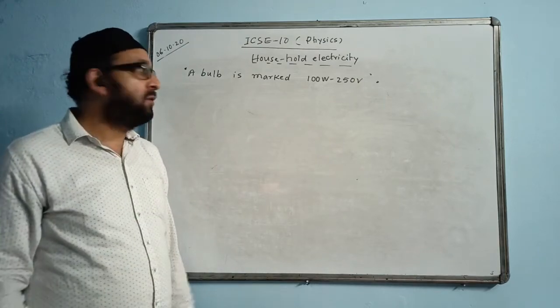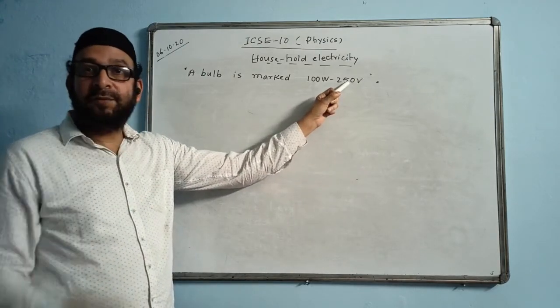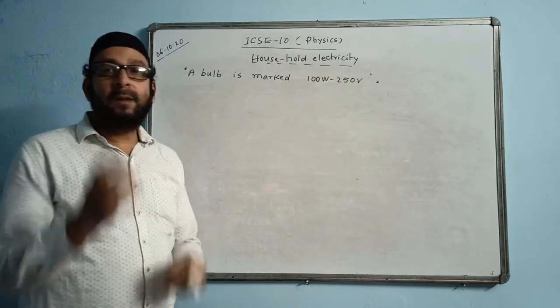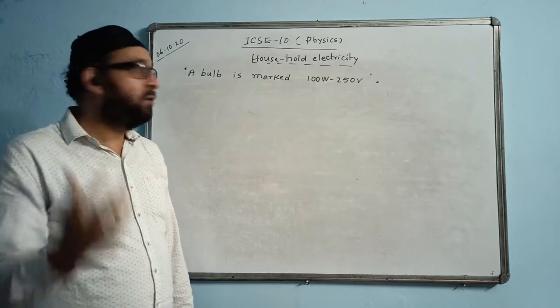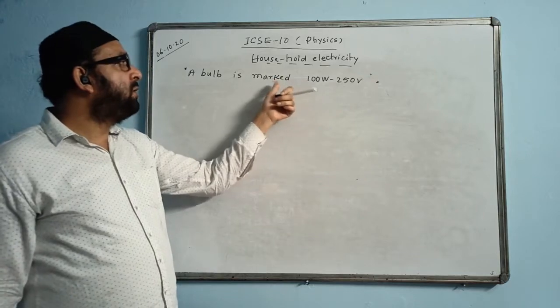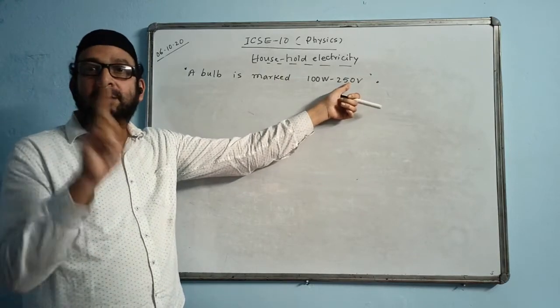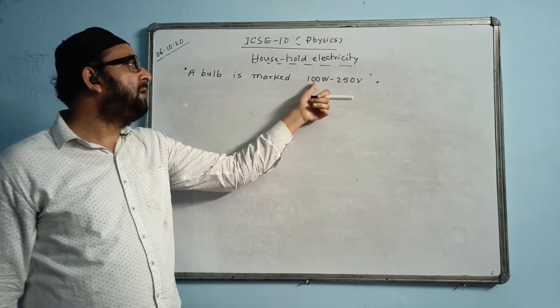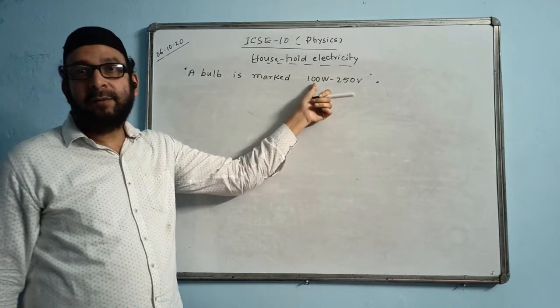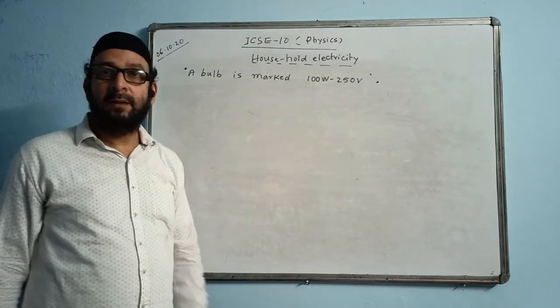Many bulbs will fuse. That is the reason, because the voltage is exceeding 250 volt. Because of that only the bulb is getting fused. But when we use the bulb at a maximum voltage of 250 volt, how much power will it consume? It will consume a power of 100 watt. That is the meaning of this statement.